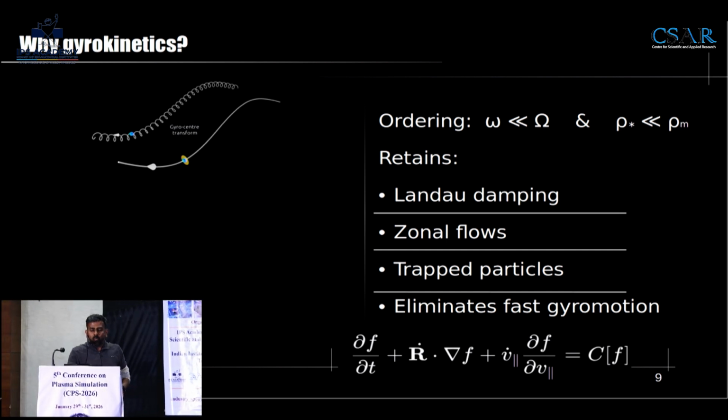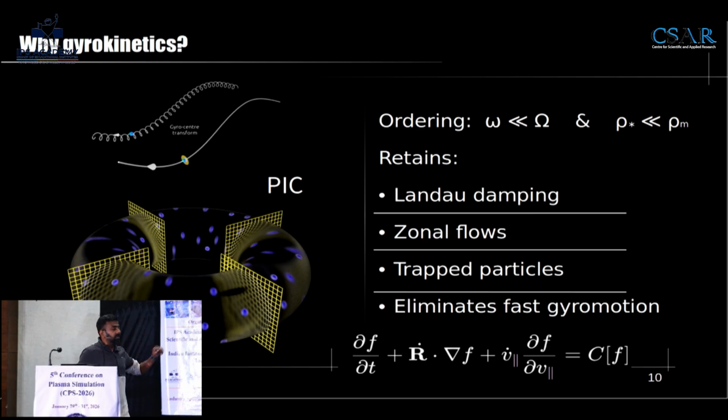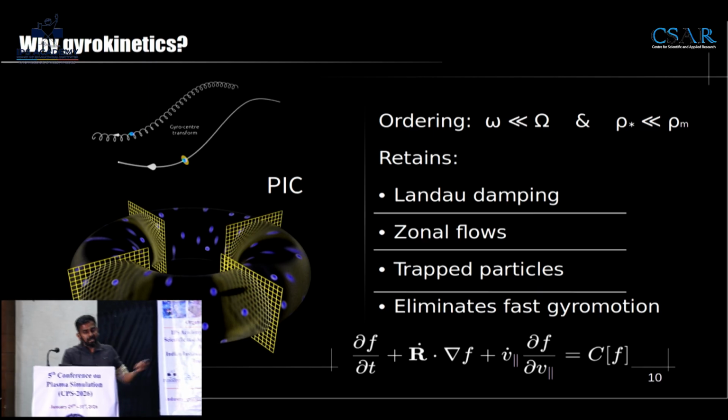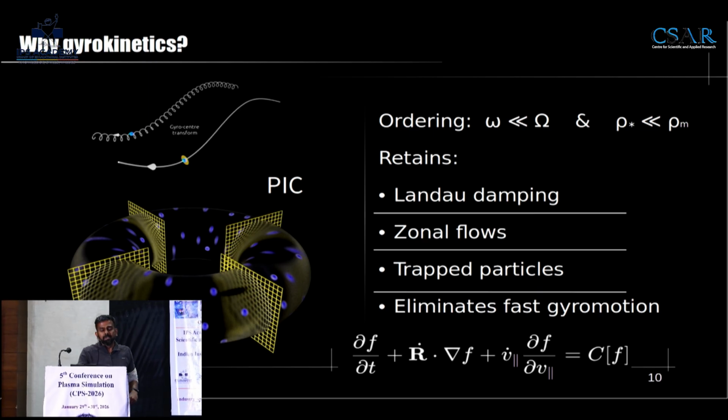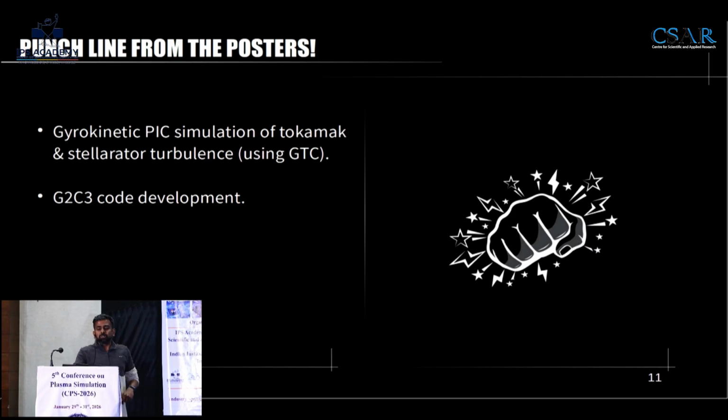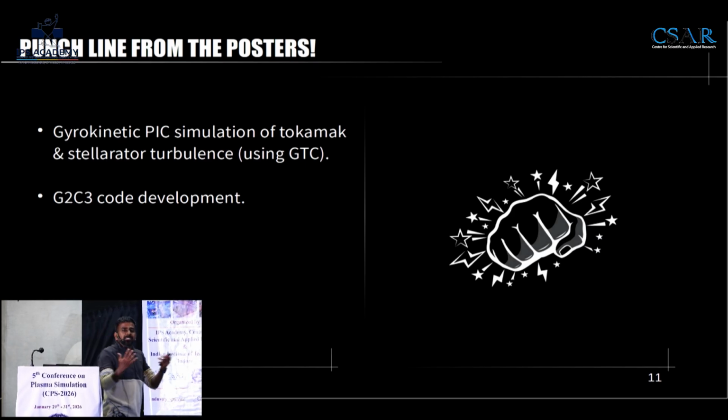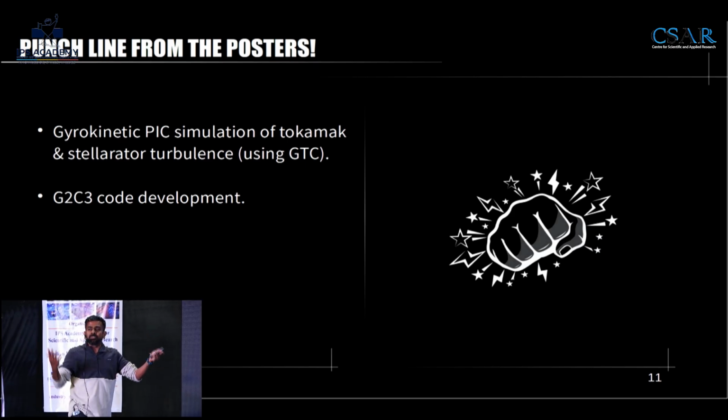So what can we look for? And of course, we would do particle-in-cell simulation. There are other ways of going about it, but we'll stick to this. Coming to the punchline, okay, I will present two styles of working, right? One is using GTC, another one is G2C3.